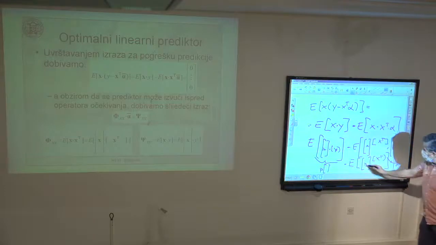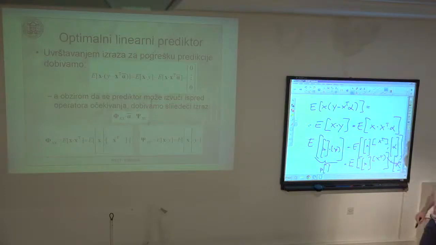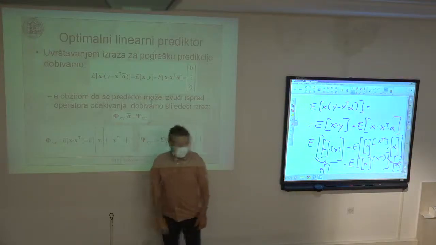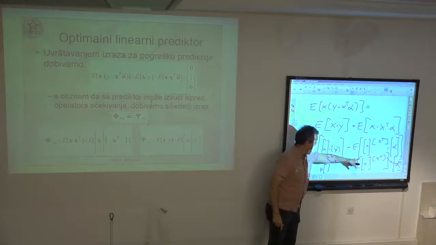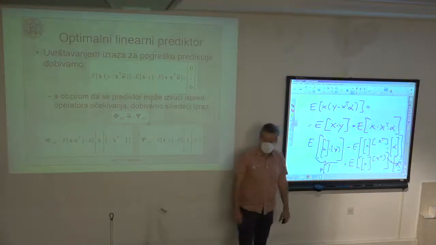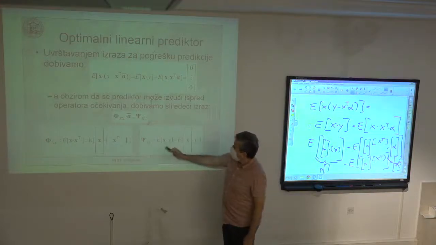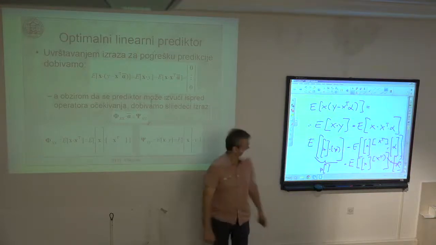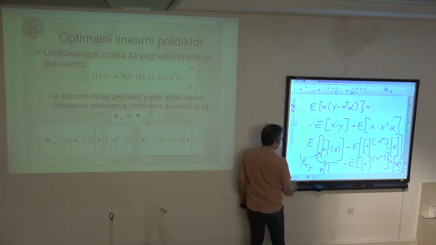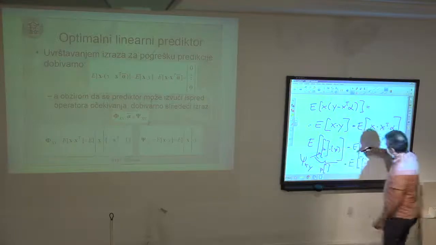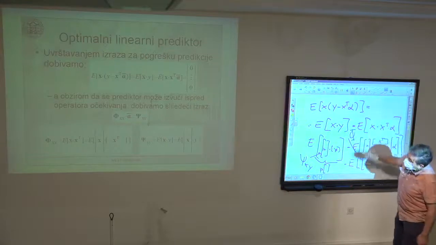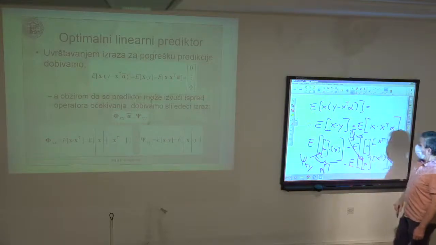Okay, now we will analyze in more detail what these two terms are. This term, the expected value of x times x transpose, and this here, the expected value of x times y. We will denote this one with c xy, and this one will be denoted with phi xx.